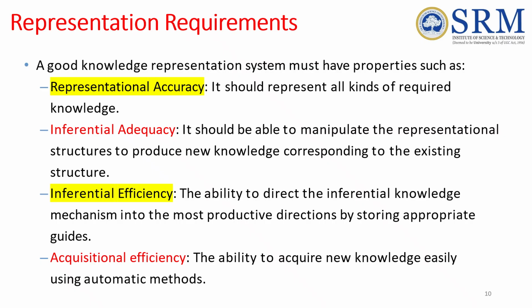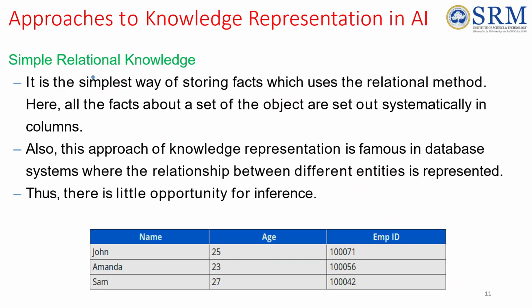Next we'll be moving to the approaches by which knowledge can be represented in artificial intelligence. First, we'll see simple relational knowledge. Simple relational knowledge is the simplest method of knowledge representation in AI. It stores facts in the form of rows and columns. It can be represented as a table, similar to a database.